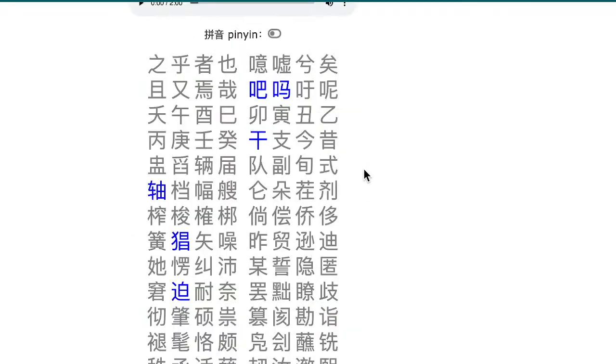I think that's it for today. We just got from 站 to 迪, 16 characters. So that's it for today.